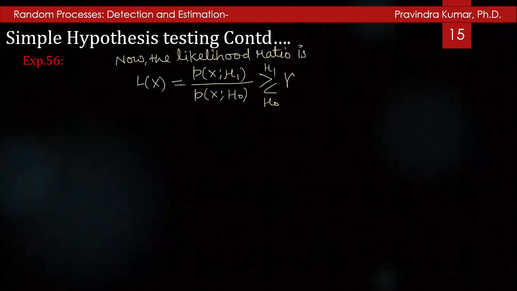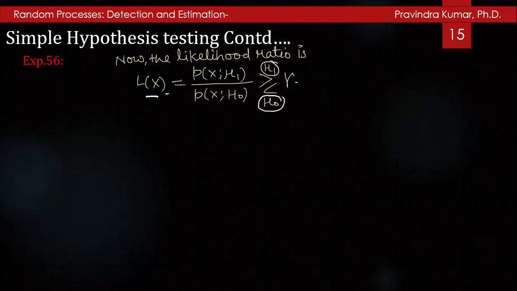So now the likelihood ratio test will be the PDF under hypothesis h1 divided by the PDF under hypothesis h naught, greater than or equal to the threshold gamma. This means if this likelihood function is greater than gamma, then we will decide h1, and if this likelihood function is less than the threshold gamma, then we will decide hypothesis h naught.